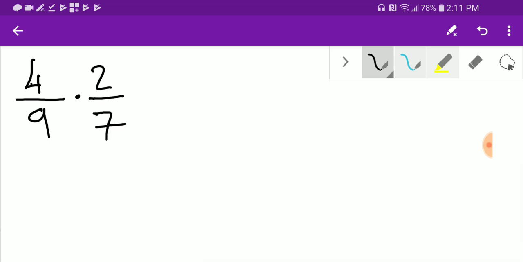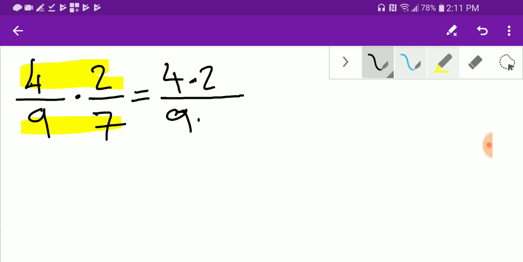Now let's multiply. So let's say we have 4 over 9 times 2/7. In this case, all we have to do is multiply the top numbers across. So 4 times 2, and then you multiply the bottom numbers across. So we have 9 times 7. 4 times 2 equals 8. 9 times 7 equals 63. So that would be our answer.